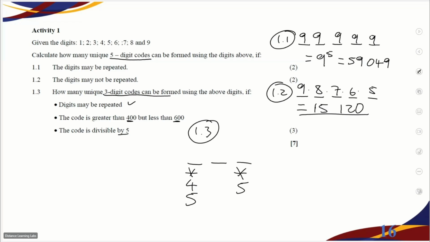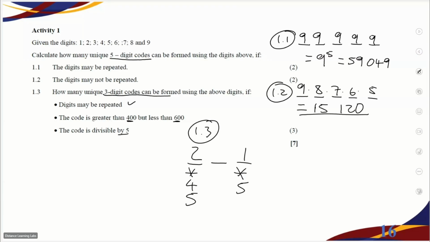Digits are allowed to repeat, meaning 5 can occupy the first position and the last position because it is allowed to repeat by the first bullet. The number of digits competing for the first position would be 2. It is only 5 and 4. The last position, it is only 5 for it to be divisible by 5. Only 5 is competing there because digits may be repeated.